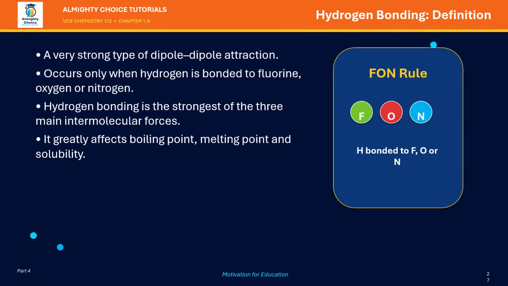Hydrogen bonding is a very strong type of dipole-dipole attraction. It occurs only when hydrogen is bonded to fluorine, oxygen, or nitrogen. These atoms are highly electronegative, so they make hydrogen very partially positive. Hydrogen bonding has a strong effect on boiling point, melting point, and solubility.